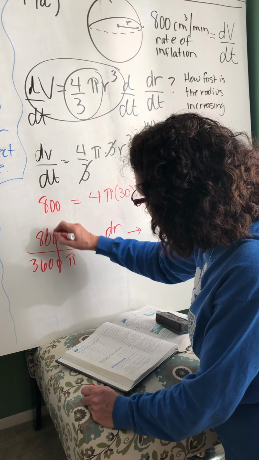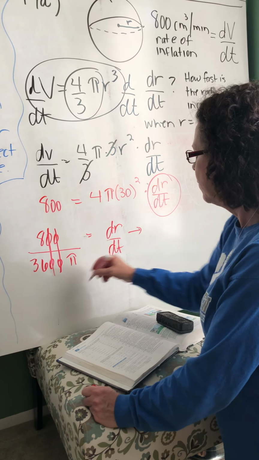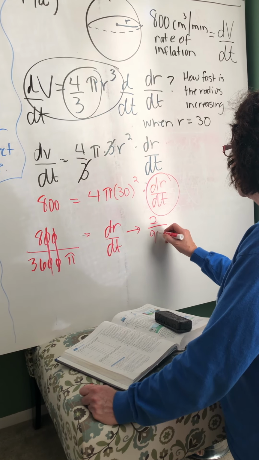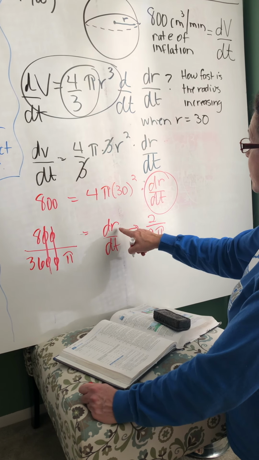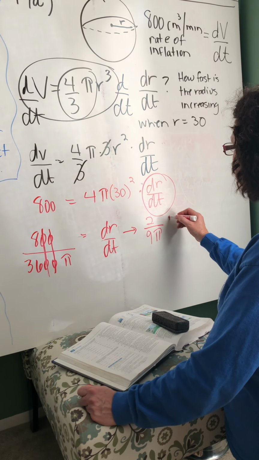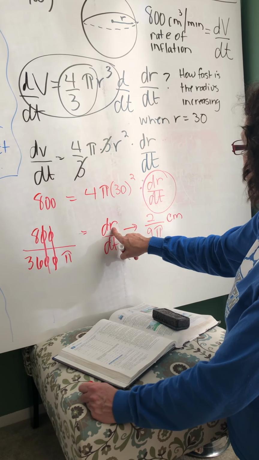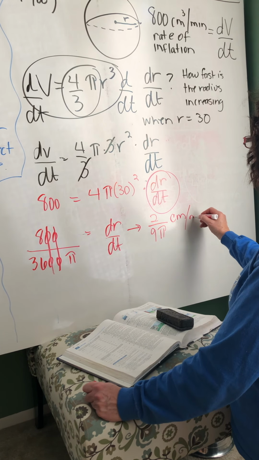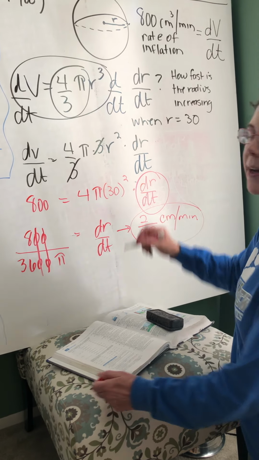I'm pretty sure they reduced this. Let's see. Divide each by 4, 2 over 9 pi. And it's the rate of change of the radius with respect to time. Our measurement was in centimeters. Our time was in minutes. There's our final answer.